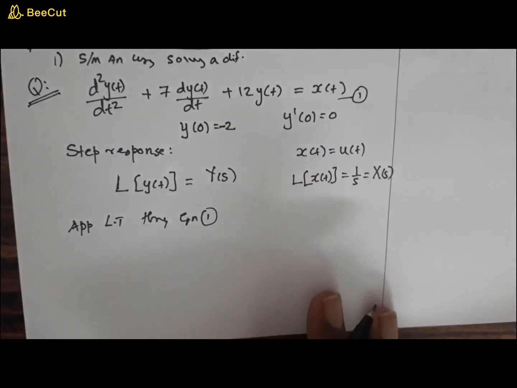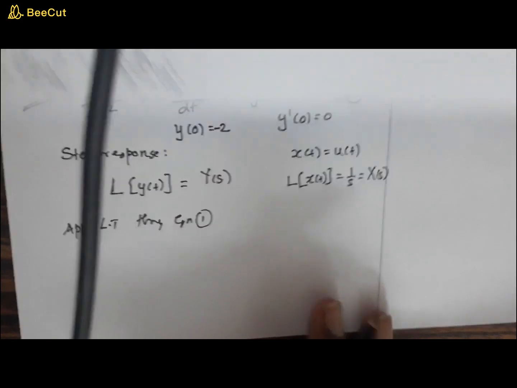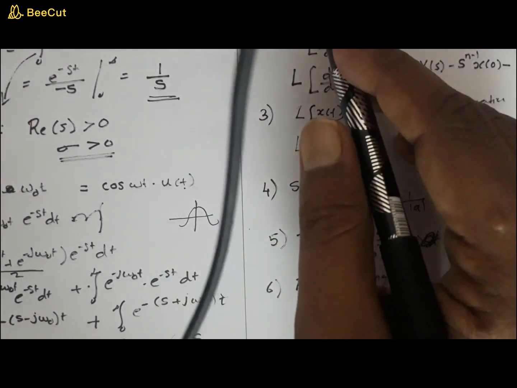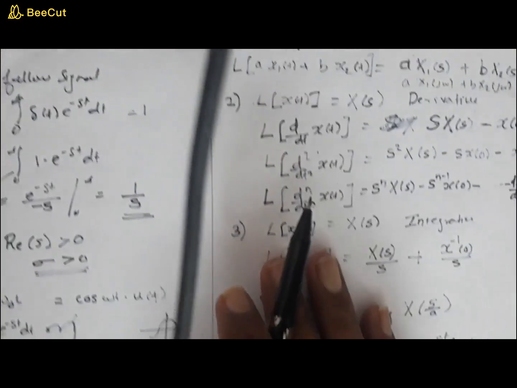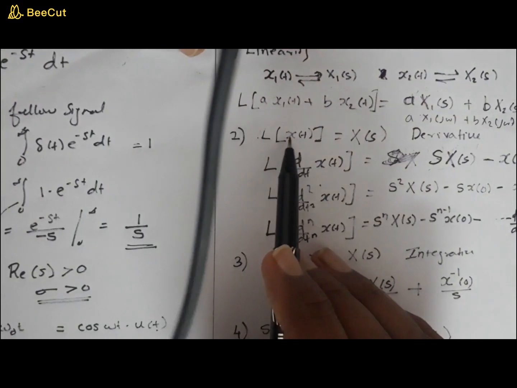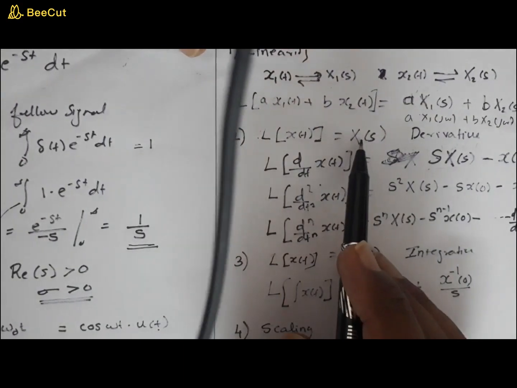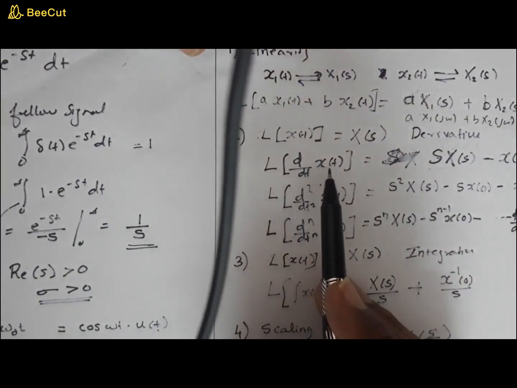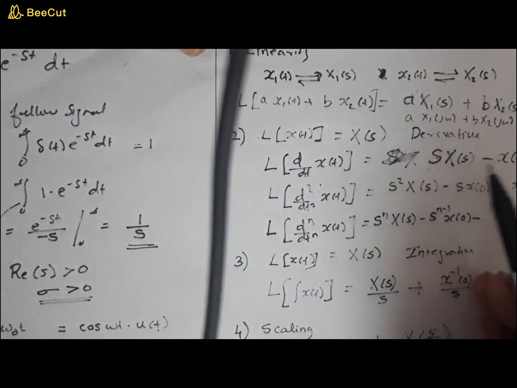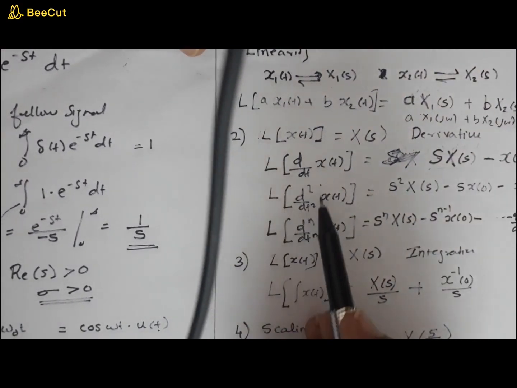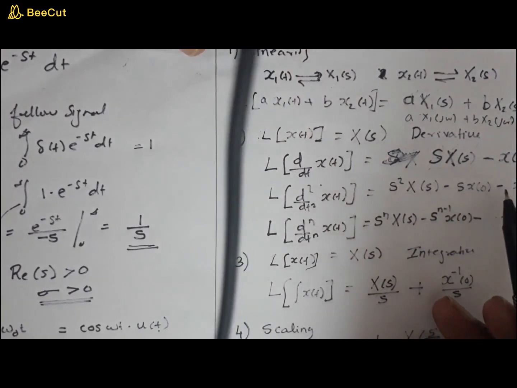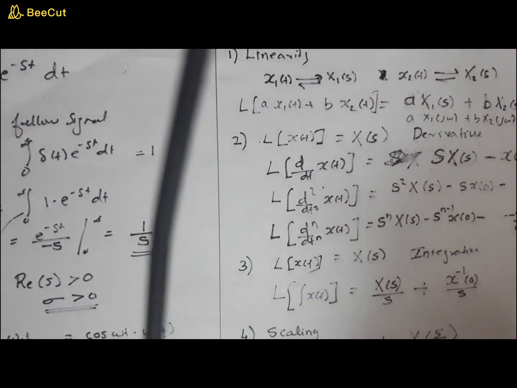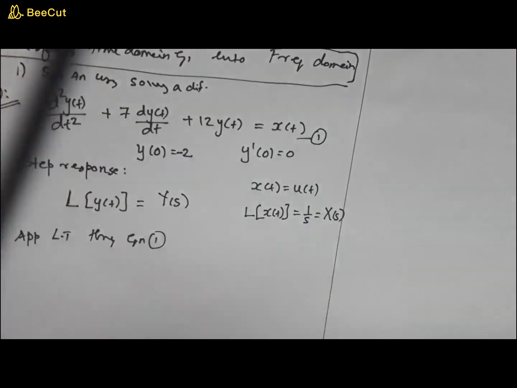Now I'm going to show you a property which we have already studied. Okay, this is the Laplace transform. If you have Laplace transform of x of t is x of s, then what is the Laplace transform of the derivative? It is s into x of s minus x of 0. What is the second derivative? It will be s square x of s minus s into x of 0 minus x dash of 0. That's what we are going to apply here.